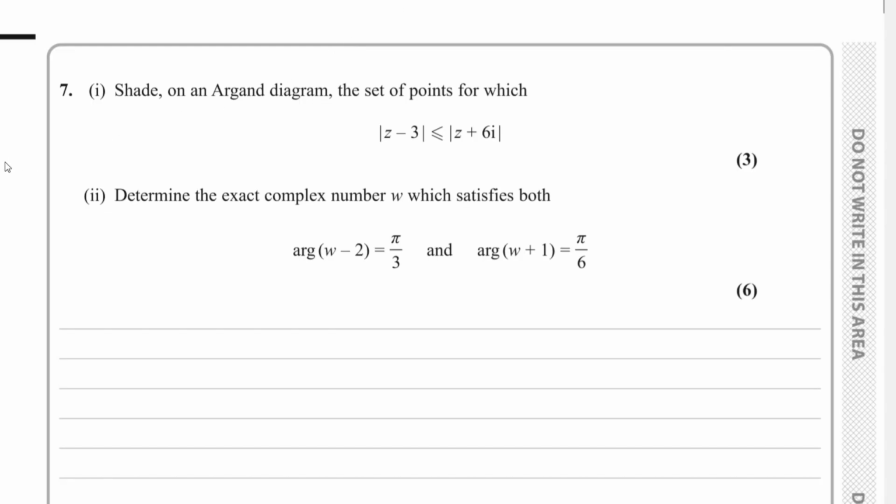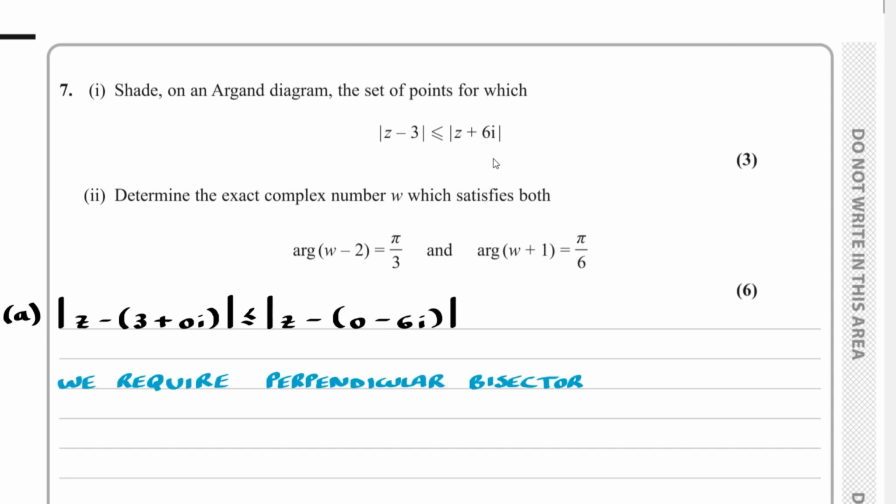Question number 7. For the first part, we have to shade on an Argand diagram the set of points for which the mod of z subtract 3 is less than or equal to the mod of z plus 6i. For part A, we can rewrite this as the mod of z subtract 3 plus 0i being less than or equal to the mod of z subtract 0 subtract 6i. These are equivalent. What we require is the perpendicular bisector.